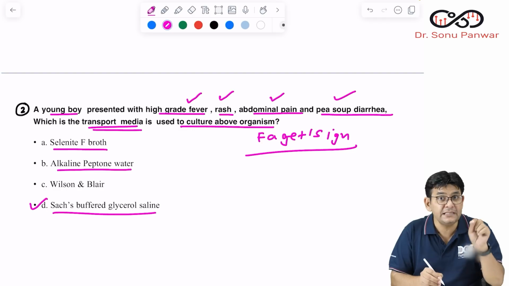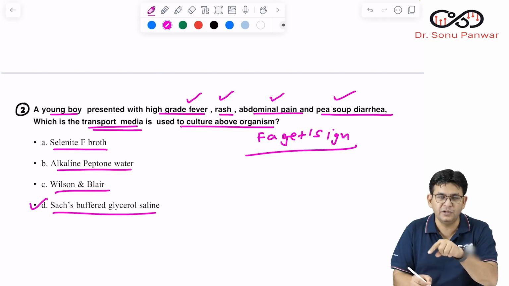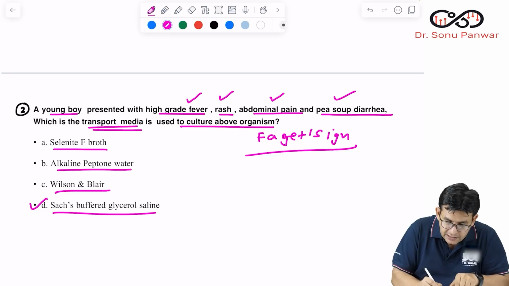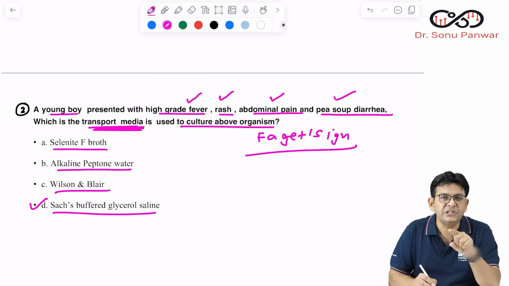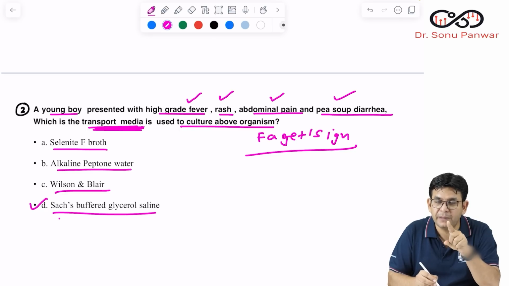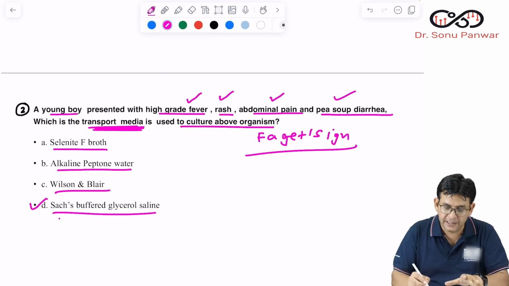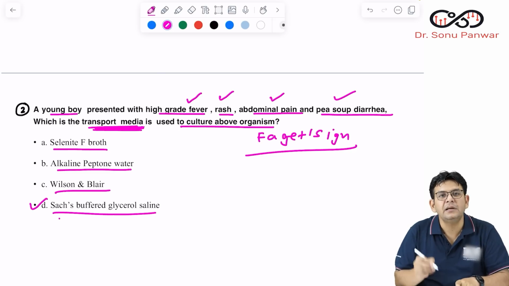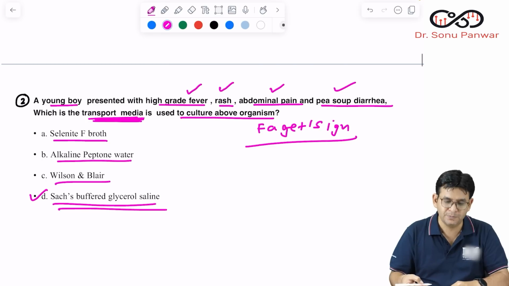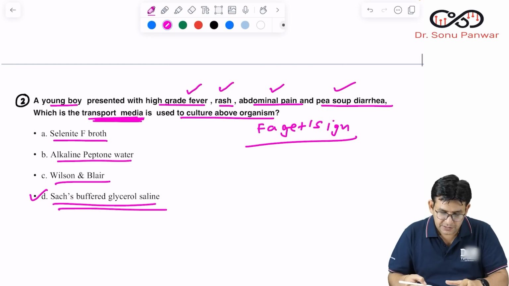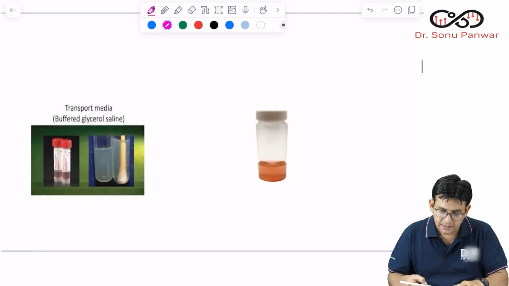Wilson and Blair is the best selective media for Salmonella typhi, so it should not be the answer. The question asked is regarding the transport media. What is the property of transport media? Those which maintain the viability but do not allow the multiplication. That is what is termed as transport media. You must be remembering Cary-Blair, and Stuart's for Streptococcus pyogenes. So all this needs to be known, and the important one which is asked is Sach's buffered glycerol saline, mainly for Shigella, but it can be used for Salmonella also. This is the transport media, buffered glycerol saline.